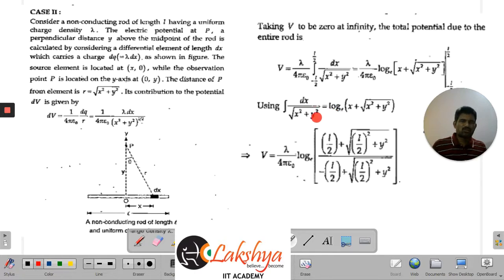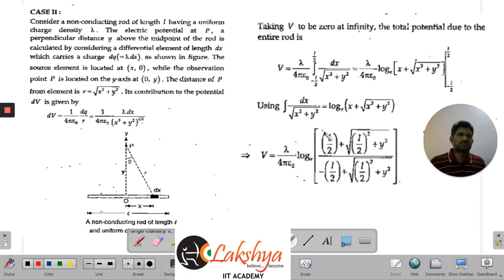So here you need to remember it as a formula, the integration formula. Once the integration in mathematics is completed, this calculation will be very easy. Almost all the derivations will be very easy for you. Then we apply that formula here, and you will get log base e of x plus under root of y square plus x square, from minus L by 2 to plus L by 2. Then we need to substitute these limits, minus L by 2 to plus L by 2, instead of this x.